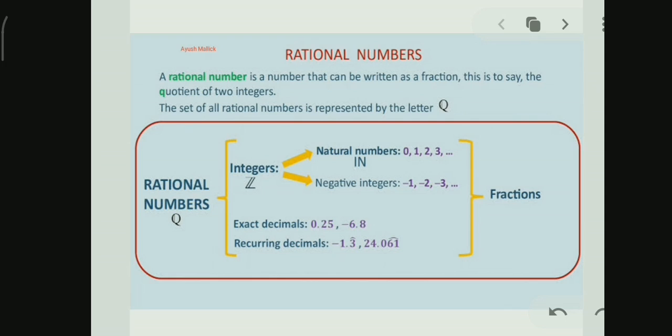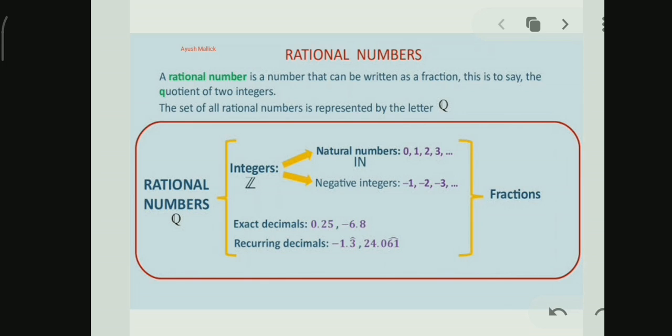A rational number is a number that can be written as a fraction. Then what is a fraction? What do you mean by fraction? A fraction is something that we write in the form of p by q.